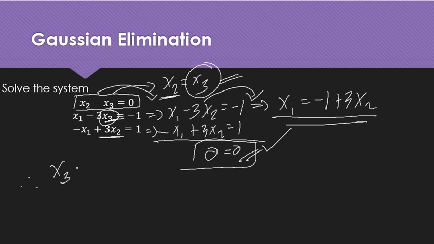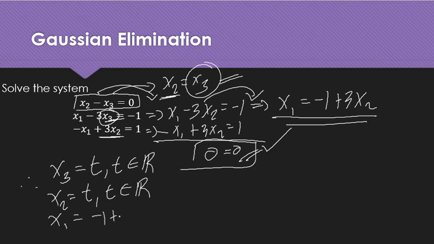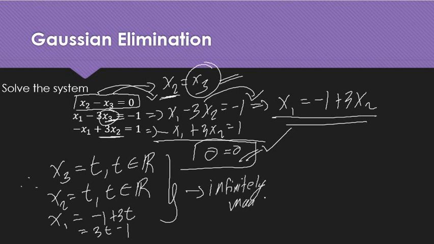First, I will let x sub 3 be equal to t, where t is an element of the set of real numbers. And since x sub 2 and x sub 3 are equal, I can also have x sub 2 equal to t, also an element of the set of real numbers. And finally, x sub 1 will be equal to negative 1 plus 3t, or 3t minus 1. And as you might notice, this is actually a consistent and dependent system because we have infinitely many solutions. And that's how we solve system of equations using Gaussian elimination.